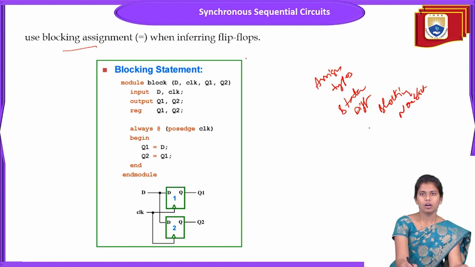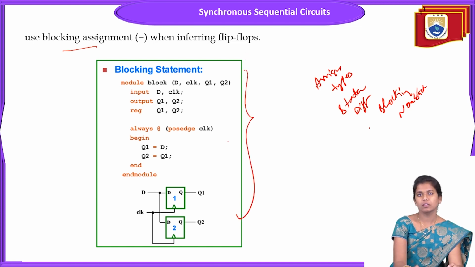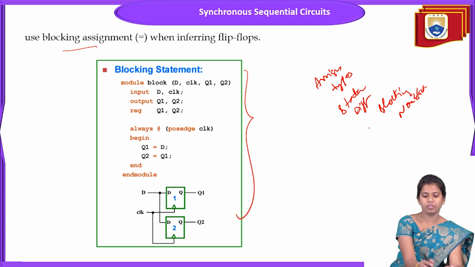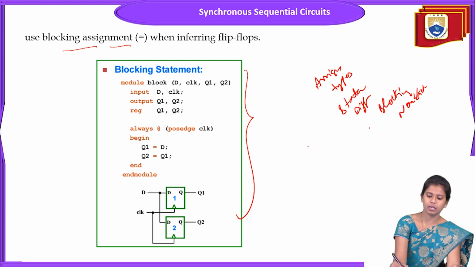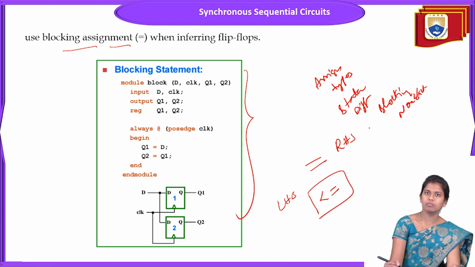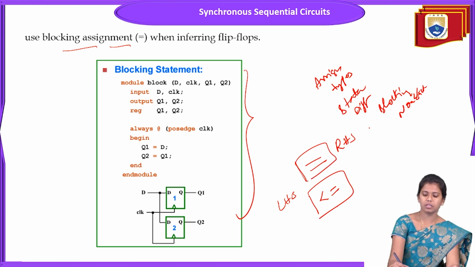So here, this coding that we have written is with respect to the blocking assignments. A blocking assignment is a plain assignment operator between LHS and RHS. This is blocking. Non-blocking is <=. So the symbol used for the non-blocking statement is less than or equal to, and the symbol equal to is for the blocking statement.